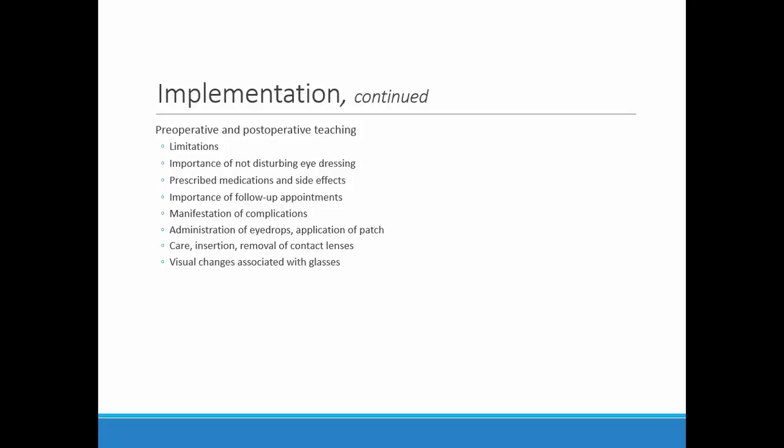Teach them about manifestations of complications. That could be eye pain, decreased visual acuity, or other changes in vision, headache, nausea, itching, and redness of the affected eye.